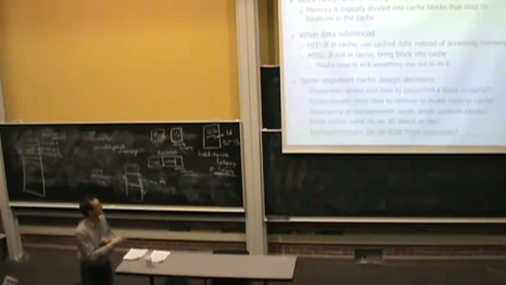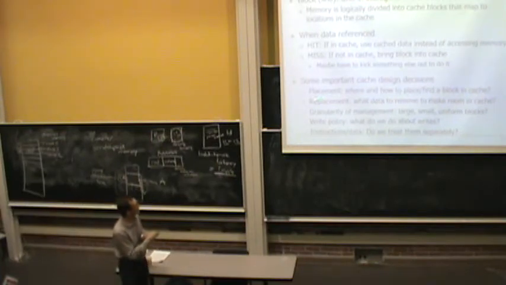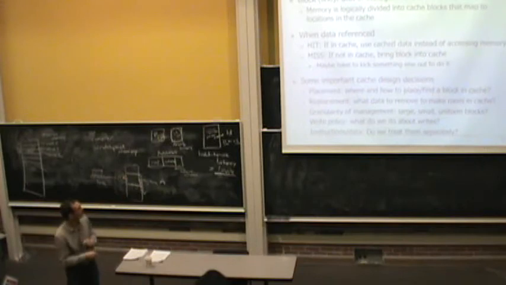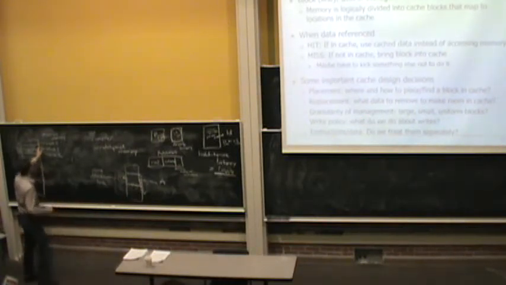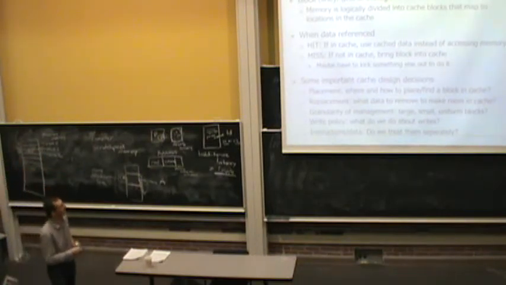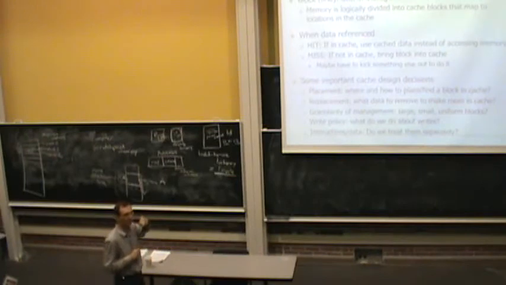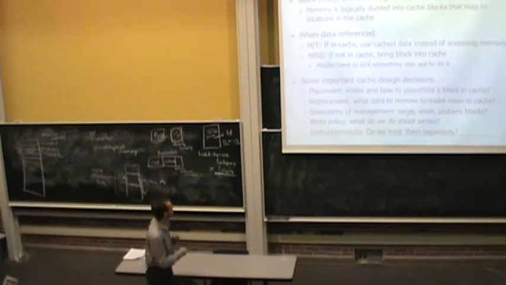There are many important cache design decisions, which we will hopefully go over today. Placement: where and how to place or find a block in the cache. This is a very fundamental thing. Replacement: what data to remove to make room in the cache. What should your block size be? Should it be 1 word, 64 bytes, or 1 kilobyte? There are trade-offs associated with it. Should it be uniform or non-uniform? Should you have different block sizes? We'll assume a uniform block size, because non-uniform block sizes complicate the hardware design.